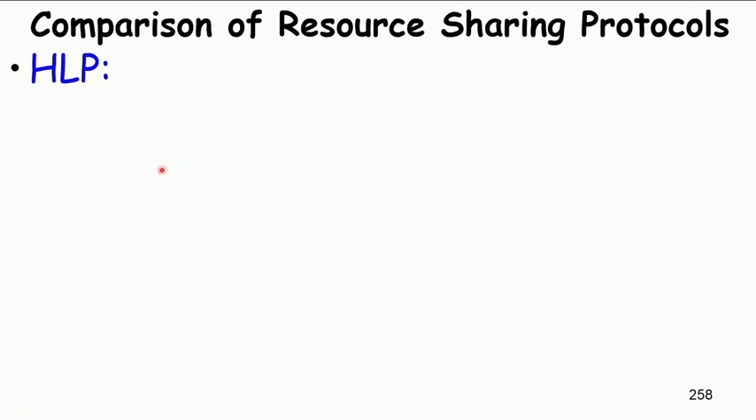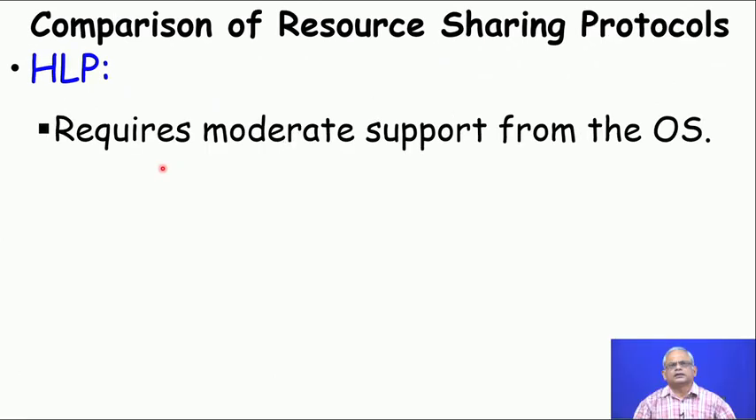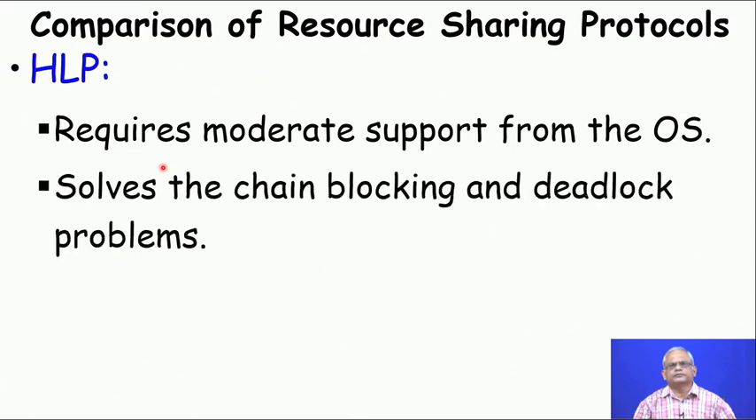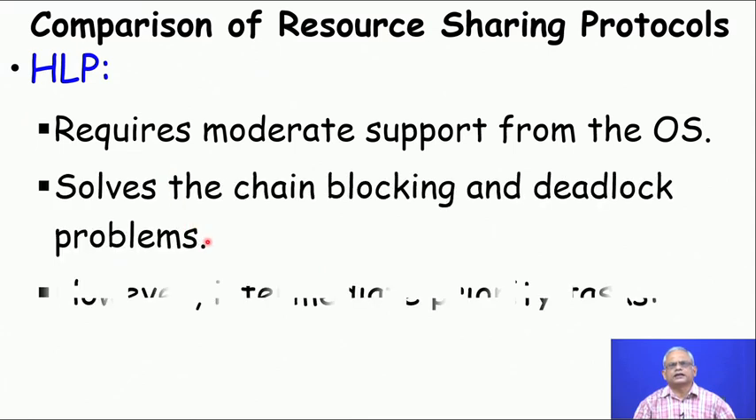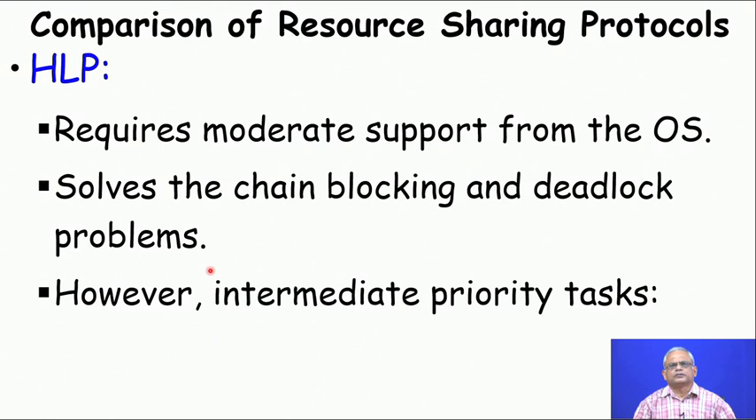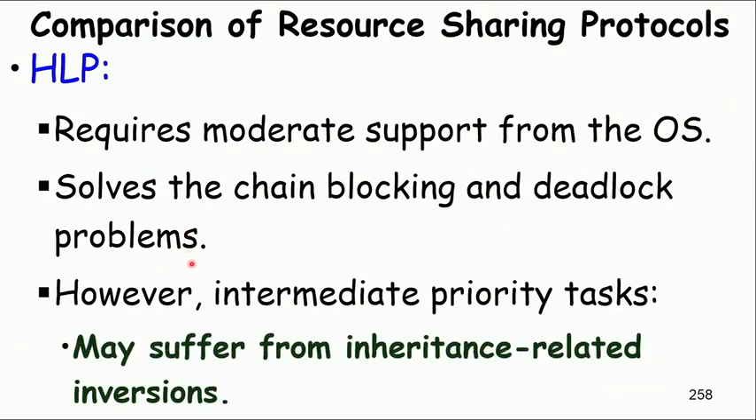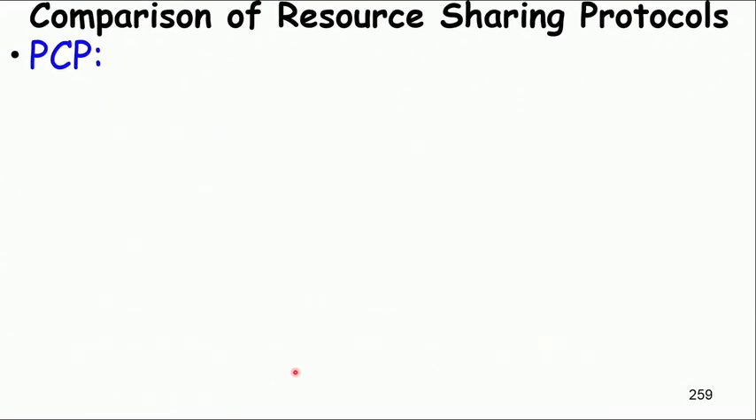But what about the highest locker protocol? It requires moderate support from the operating system, solves the chain blocking and deadlock problem, but then it introduces a new problem, that is blocking by the intermediate priority tasks. They suffer inheritance related inversion, and that can be substantial. The priority ceiling protocol overcame most of the problems of the basic inheritance protocol and the highest locker protocol.